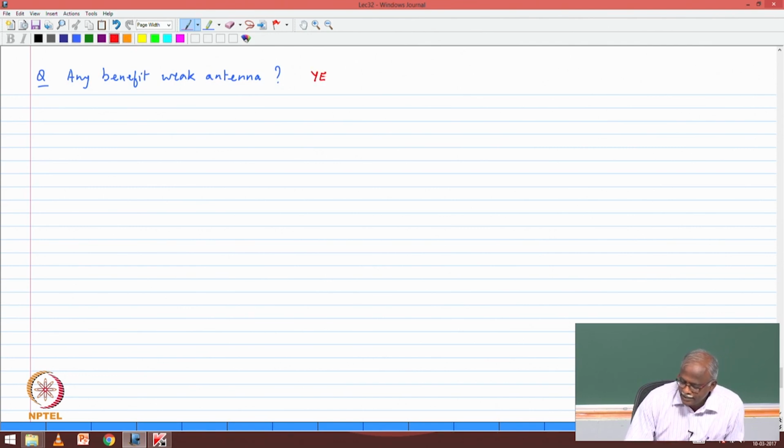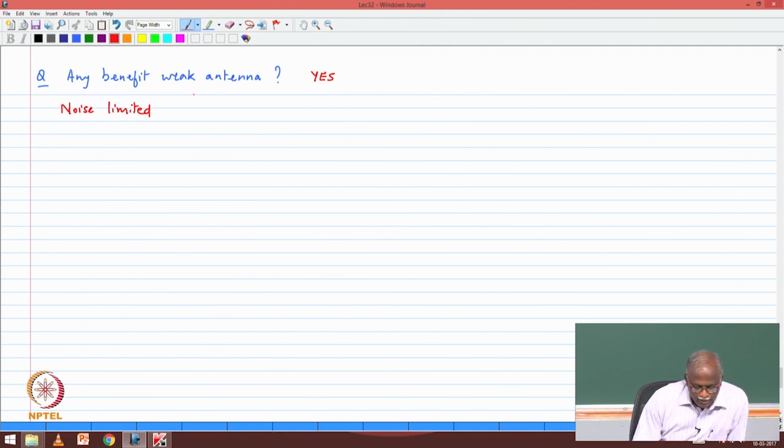So the question is, is there any benefit from a weak antenna? We saw that selection diversity is sort of ruled out, but is there any benefit at all from a weak antenna? It turns out that the answer is actually yes, and it's very important for us to know why the answer is yes and how come there is a benefit. We will look at two particular scenarios. One of them is a noise limited scenario, and the other one is an interference limited scenario.